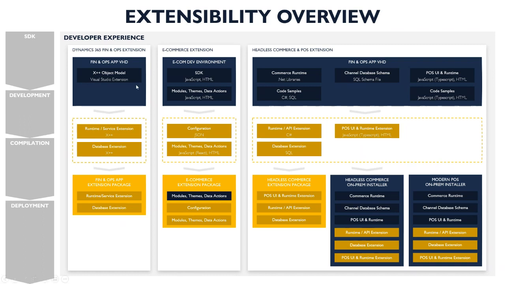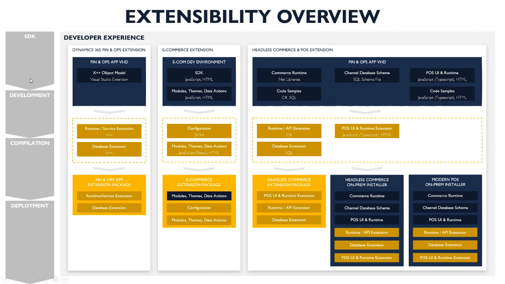The overall flow is that you take the SDK. There are two ways you can get the SDK. One, you can use the VHD, which you can download from LCS, the Lifecycle Services, or you can also provision a developer VM using the Lifecycle Services portal. Or, more recently, we started publishing the SDK on GitHub, so you can also download the SDK from GitHub and then start customizing it.